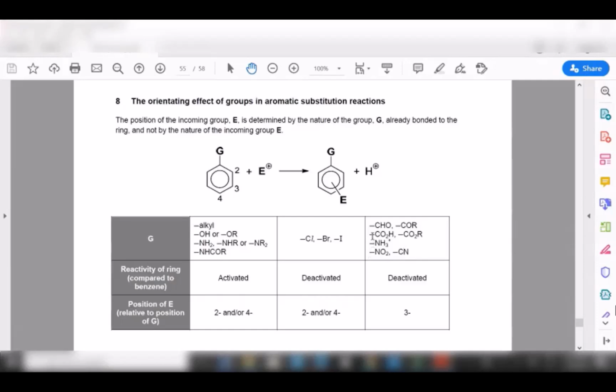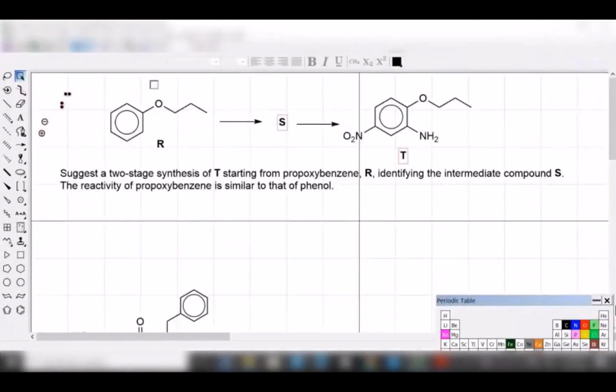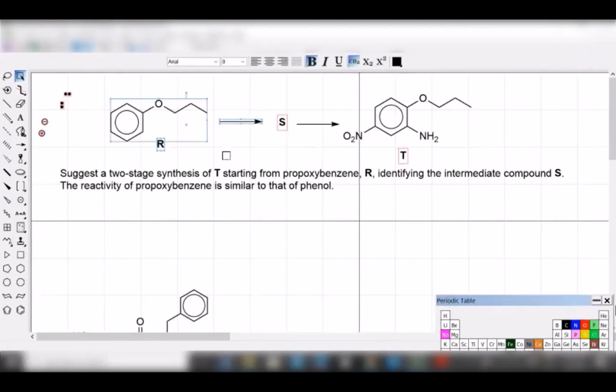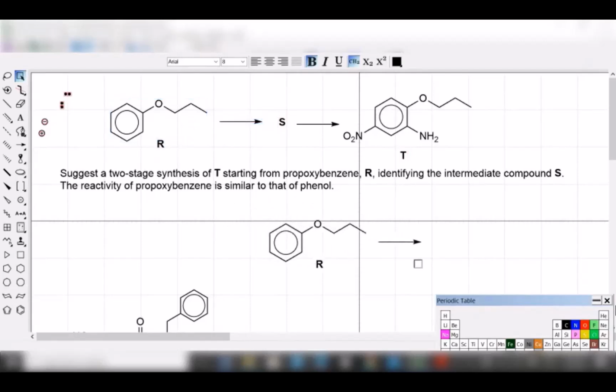Please take note of this because it will help you to solve some of the questions later on, especially question 7. So with this in mind, we'll look at the question. If you take a look at this particular structure, which is R, I'm just going to paste it over.